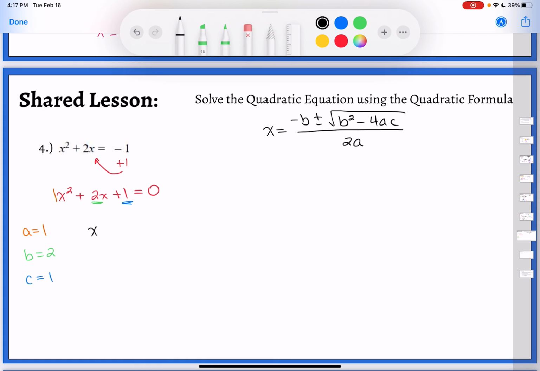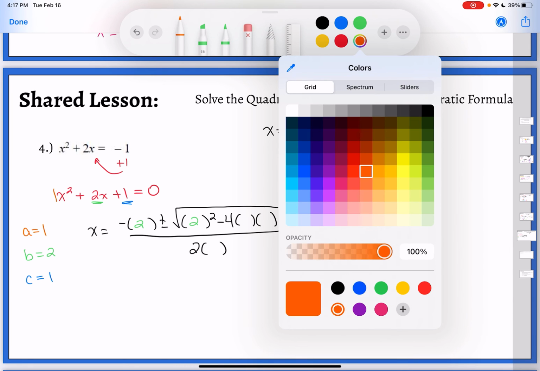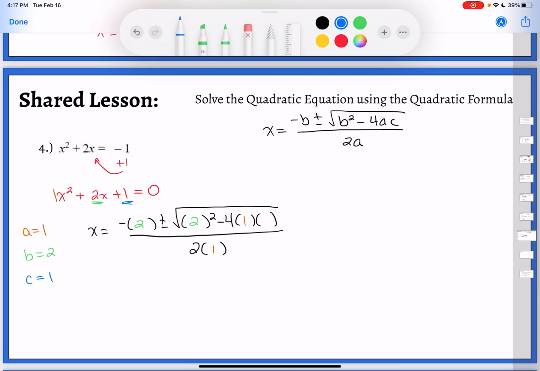All right. Getting it all set up. All right. Negative b, plus or minus the square root of b squared, minus 4 times a times c. All right, those were pretty easy to plug in. Hopefully you got everything in the right spots.